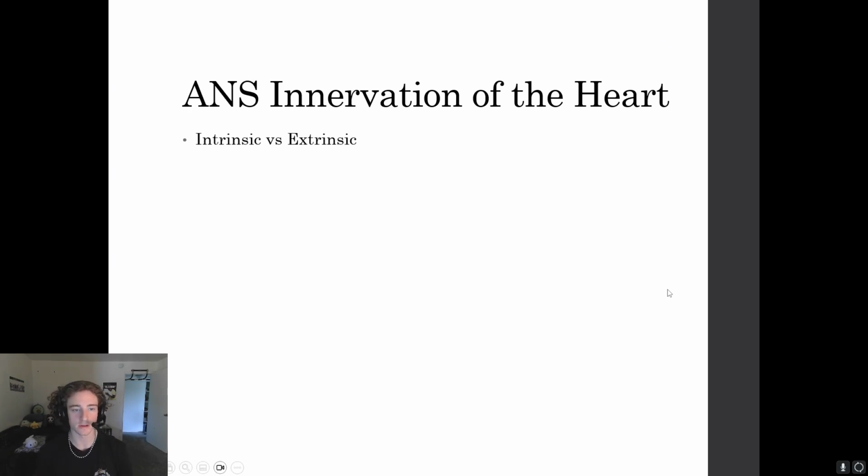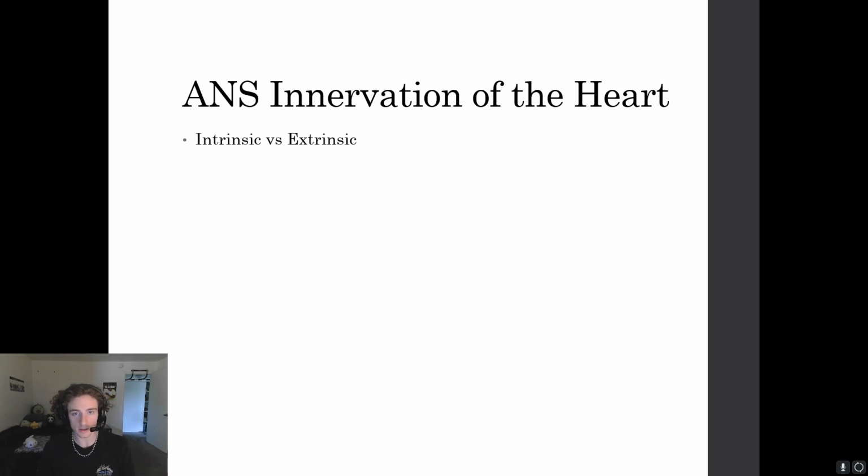All right, so time to start talking about the autonomic nervous system innervation of the heart. So far we've been talking a lot about the intrinsic innervation of the heart and the intrinsic neuronal pathways, right? SA node, AV node, His-Purkinje system. But with the autonomic nervous system, we're going to see an intrinsic and an extrinsic component. So when I say intrinsic and extrinsic, for this section, I'm going to be talking about the autonomic nervous system. For what we've been talking about, I'll say cardiac conduction system, but intrinsic and extrinsic are going to refer to the autonomic nervous system right now.